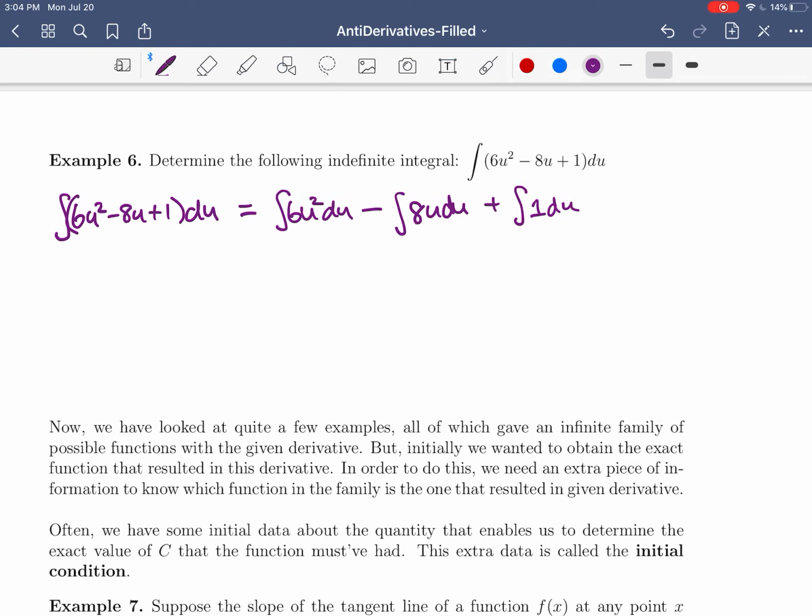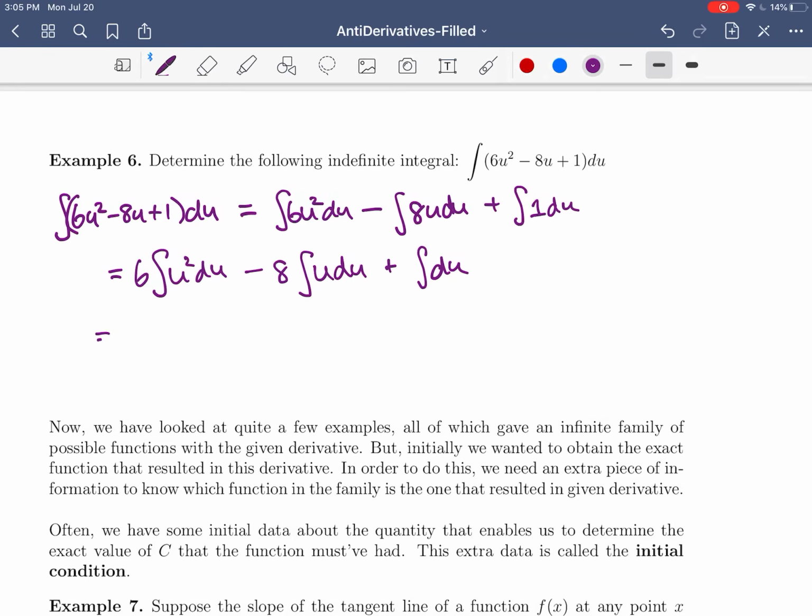Now the constant multiple rule says I can pull out all the constants, so the 6 can come out. Then I have the indefinite integral of u squared du, minus 8 times the integral of u du. And then the 1 doesn't matter; this is just du, as you might see it.